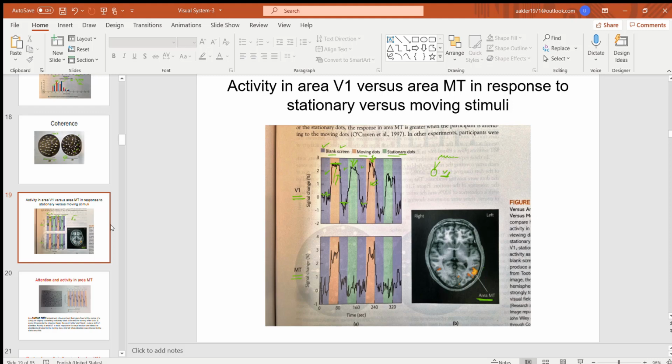However, when you record from MT, you see a different picture. Blank, no response, makes sense. Motion dots, huge increase of firing. Blank, no. Now you are presenting stationary dots. Again, no increase of firing. So the difference here: V1 neurons are sensitive to dots. They don't care whether it is motion or stationary. In both cases, they will fire when you show the dots. But MT only fires when the dots move. So MT neurons are sensitive to motion, not stationary objects.